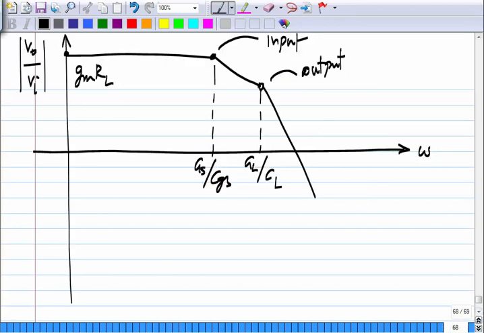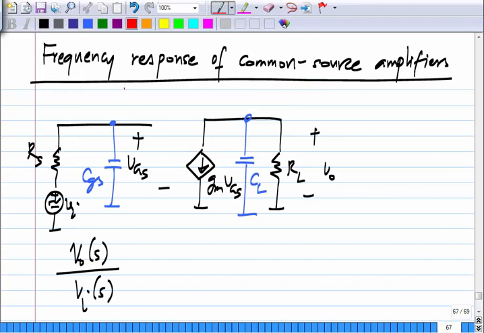Now, after that, we added the CGD, okay, and you evaluated the transfer function and so on. So, as far as analysis is concerned, it's yet another circuit and it turns out to have a second order transfer function with a zero between V0 and VI, okay.